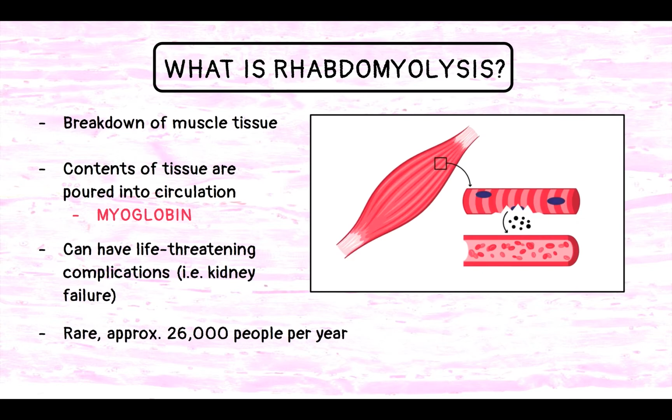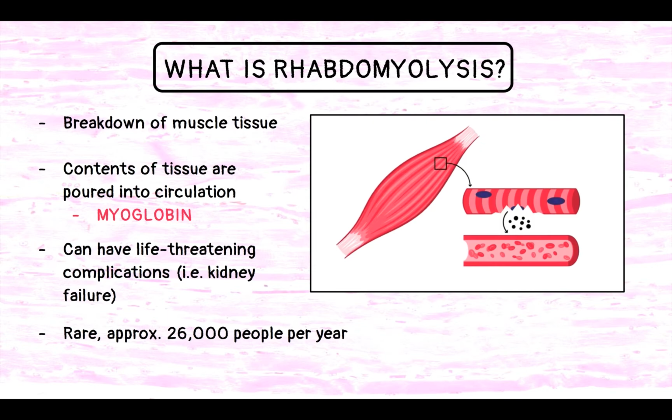Rhabdomyolysis is when skeletal muscles break down, therefore releasing the contents of the muscle into the body's circulation. Muscles contain a red protein called myoglobin, which holds oxygen within the muscle cells. When there's too much myoglobin in the blood, body functions are negatively affected and the blood cannot be filtered properly, leaving the sufferer with serious damage to the kidneys.